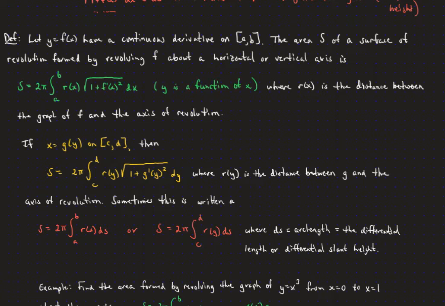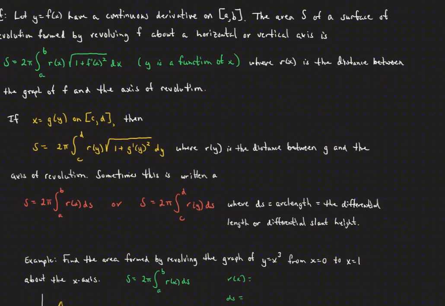Then the area S of the surface of revolution formed by revolving f about either a horizontal or a vertical axis is going to be given by, here's the green formula, 2 pi integral from a to b of r of x. And r of x is going to be, depending on if we're revolving around the x-axis, f of x. If we're revolving around the y-axis, that's going to be just x. And then the square root of 1 plus f prime of x squared is our little differential arc length. So here we're assuming y is a function of x.